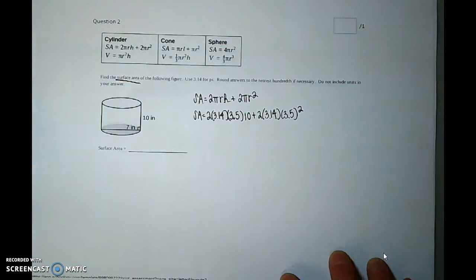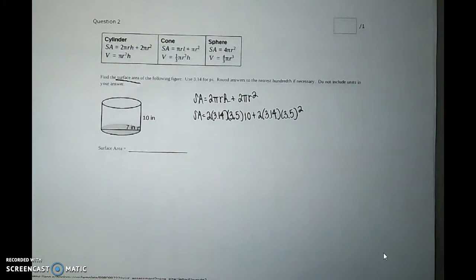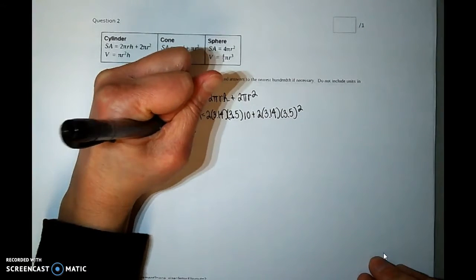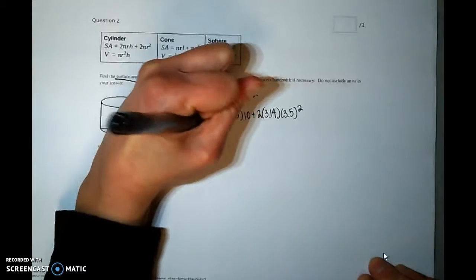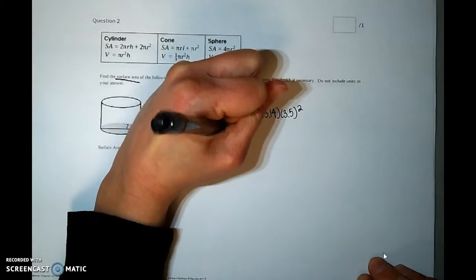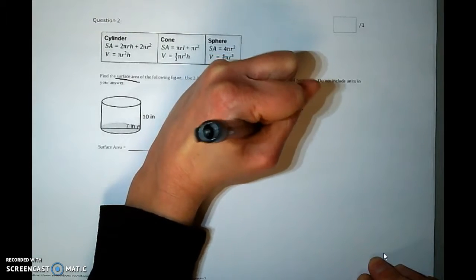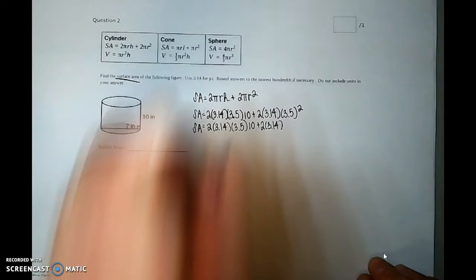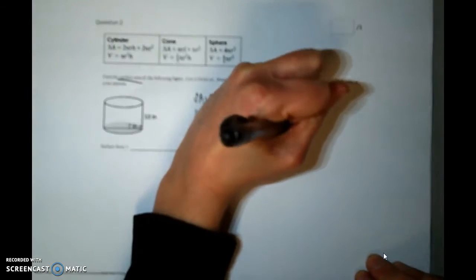Okay, just like the last one, I have multiplication, I have addition, and I have an exponent. So I have to take care of my exponent first. Now 3.5 squared is going to give us 12.25. So we rewrite everything else the same way, and make sure you're writing this with me, except 3.5 squared now is going to be 12.25.